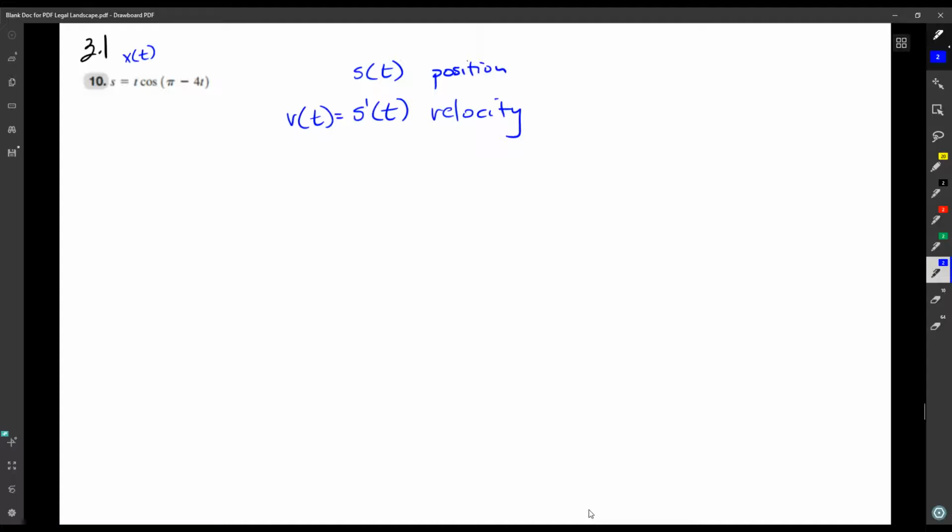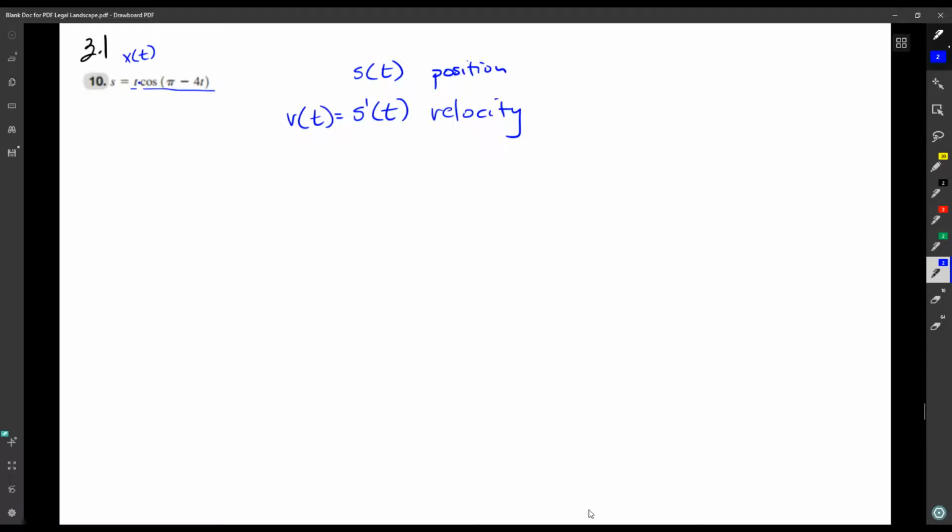And in question number 10, it looks like we've got a couple things going on. This is not just cosine of pi minus 4t. It's t times the cosine of pi minus 4t. So we have here a product rule on a basic level because we have a function t multiplied by a cosine. Then when we get to the derivative of the cosine, we've got a chain rule. Inside the cosine function, we have a pi minus 4t. So let's get to work.